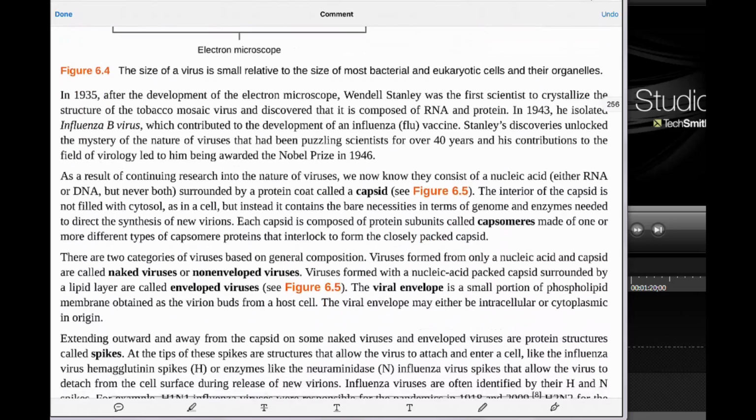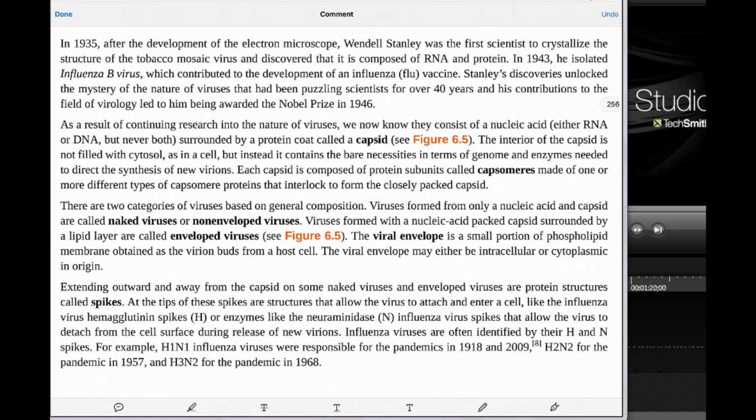All right, so in 1935, after the development of the electron microscope, is when we see the first viruses. So we have to be using something like an electron microscope in order to even see them. Wendell Stanley was the first scientist to crystallize the structure of the tobacco mosaic virus and discovered that it's composed of RNA and protein.